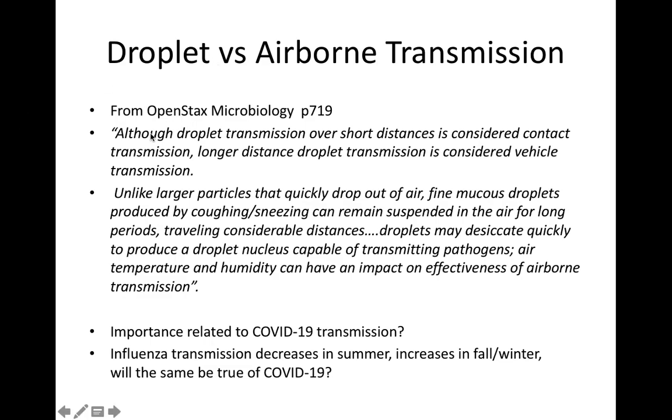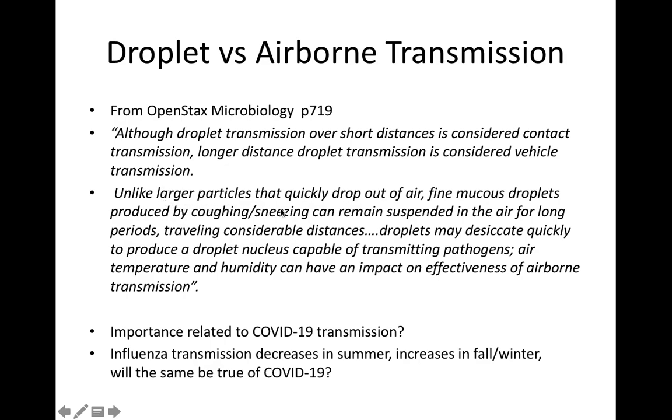Okay, so this is from OpenStax, and I know you guys can read, but let me just go through this really quickly. So droplet transmission, which is a form of contact, versus airborne transmission, which is a form of vehicle. So short distance, long distances. The infected host is present, the infected host need not be present. So although droplet transmission over short distances is considered contact transmission, longer distance droplet transmission is considered vehicle transmission.